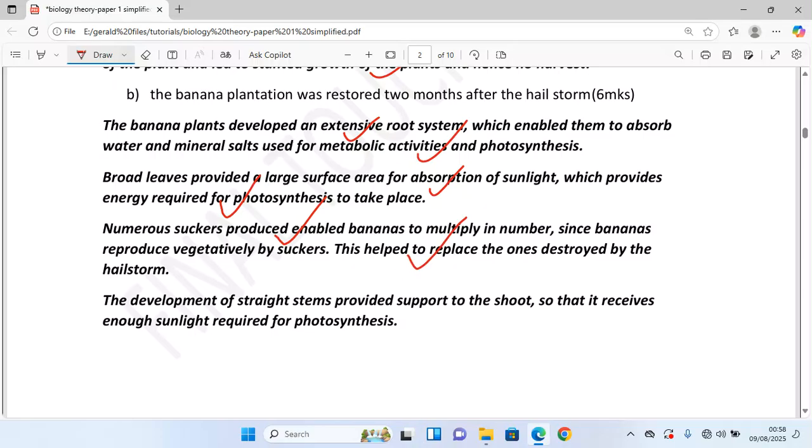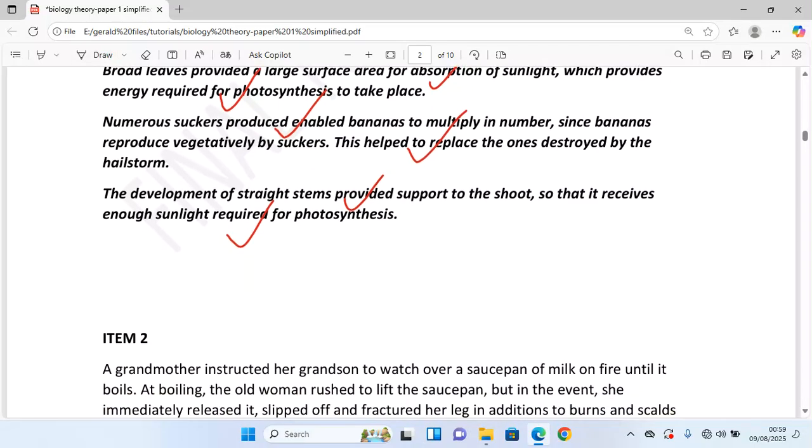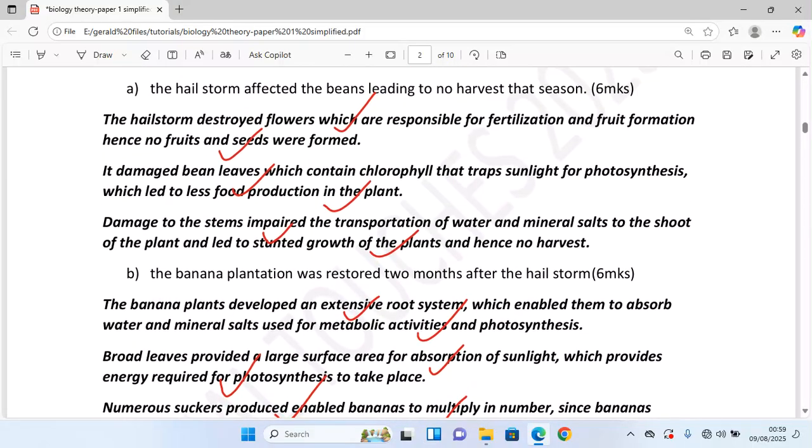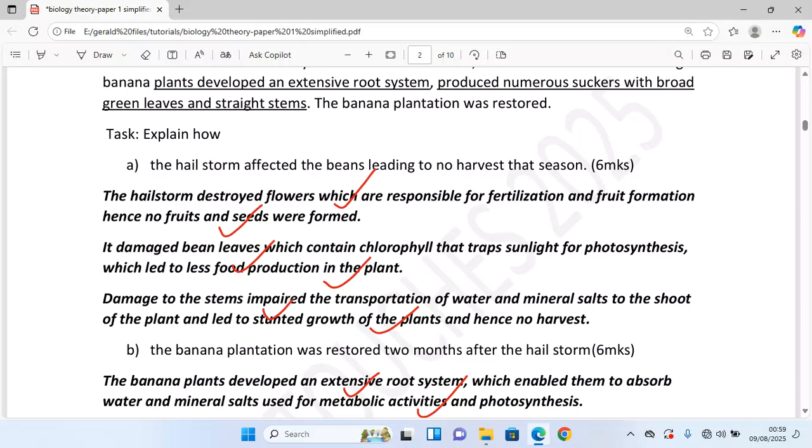When you give your point, you're answering the how part. How did the extensive root system enable the banana plants to survive or to be restored? The development of straight stems provided support to the shoot so that it receives enough sunlight required for photosynthesis. So in simple terms, those are the points that are required on that part of item 1 according to my scenario, or the one we have brought. And according to this item, we had 2 parts, A and B.